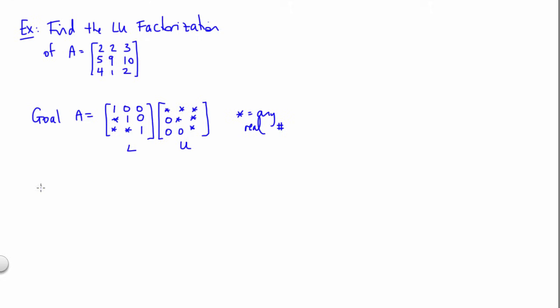The way we're going to find the factorization is by starting with the matrix A, and we're gradually going to turn it into the matrix U by doing only one type of row operation. So the only type of operation that we're allowed to do is replace a row, let's say row i, by row i minus k times row j.